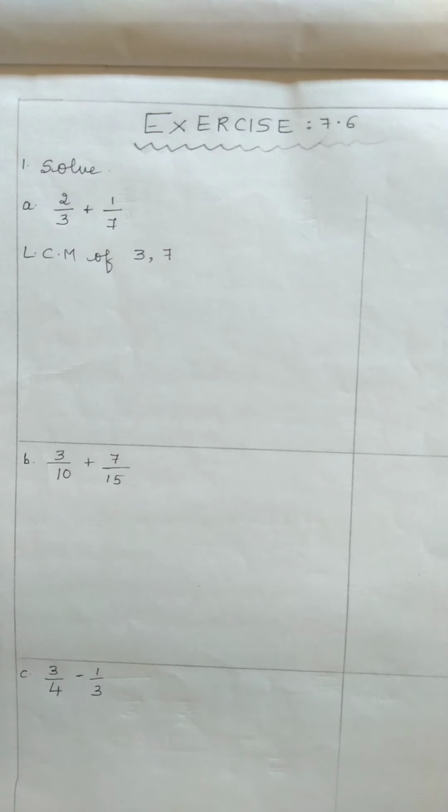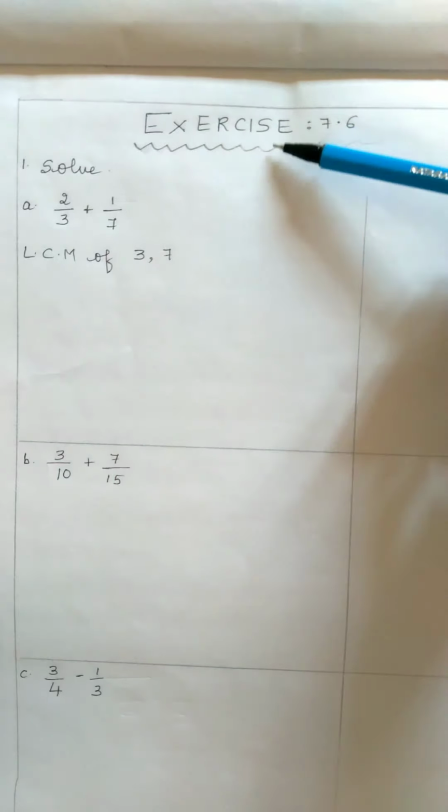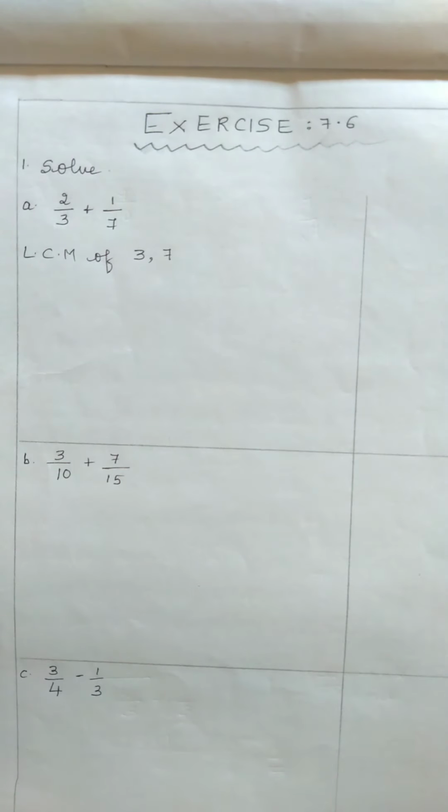Children, this is 6th standard maths, chapter fractions. Let us continue the lesson, that is the last exercise of this chapter fractions, exercise 7.6. First question, solve. A problem, 2 by 3 plus 1 by 7.